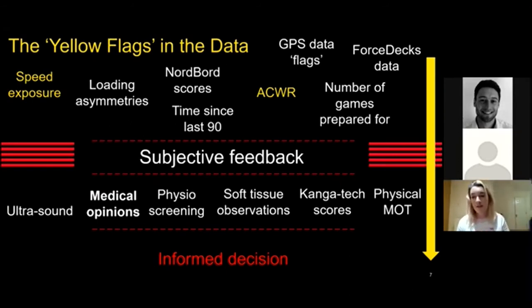Now, it doesn't necessarily work in that order. That's just the order it works for me, communicating the flags. At any one point, a player could come up to a member of staff and say they feel their hamstrings, and then we look back to see what might have caused that, or a physio might see something in their Kangatech scores that makes me look in the data and see if I can see anything that matches up with that. But ultimately, all that information gathering allows us to make an informed decision.